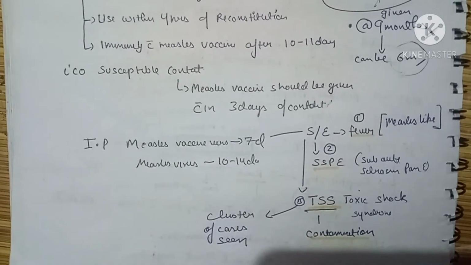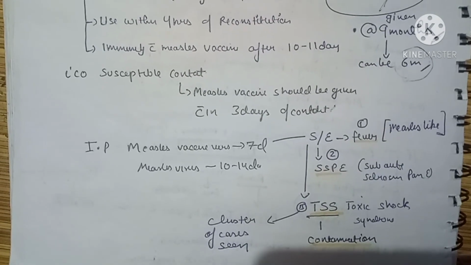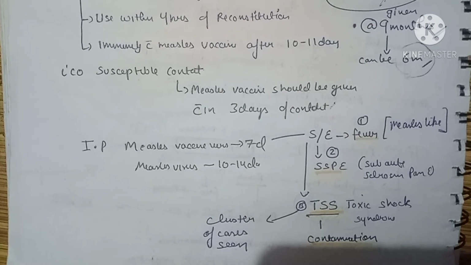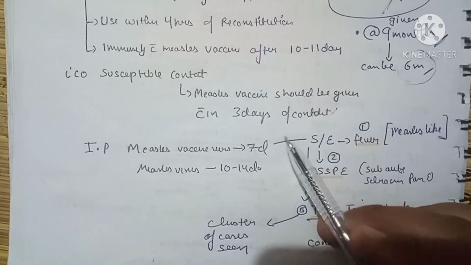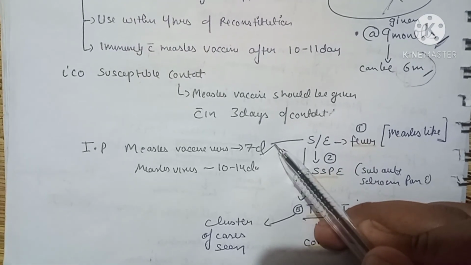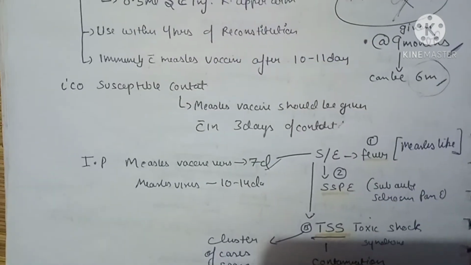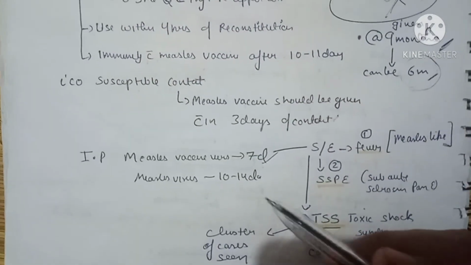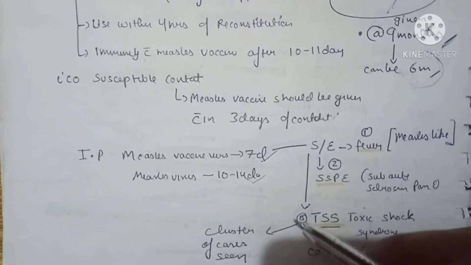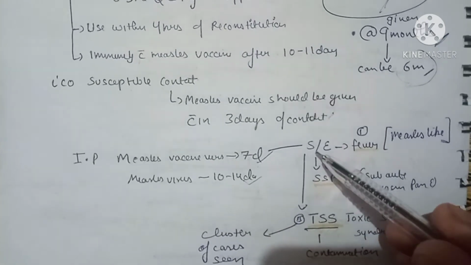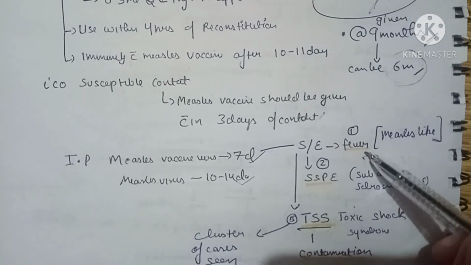Now, following the measles vaccine, the patient may develop a mild measles-like illness, like fever. This is a reaction that occurs after the vaccine, but we need to remember that this measles-like fever appears after 7 days, whereas if the disease was due to the measles virus, the symptoms appear after 10 to 14 days. So this is the difference, that there can be a side effect of measles-like fever.